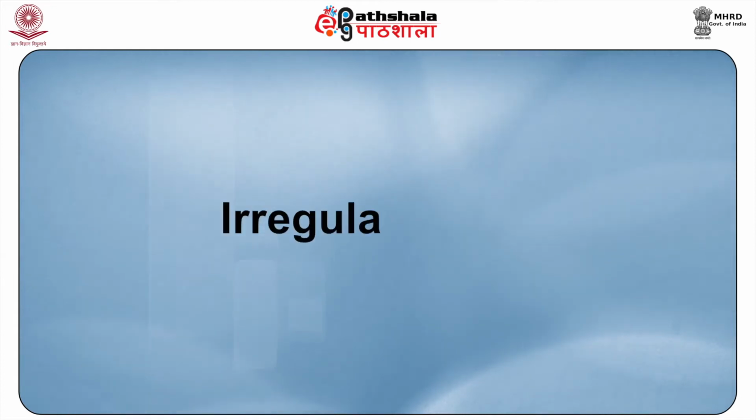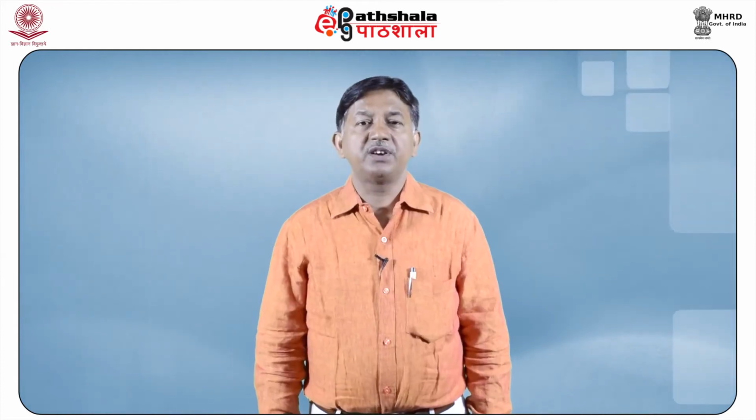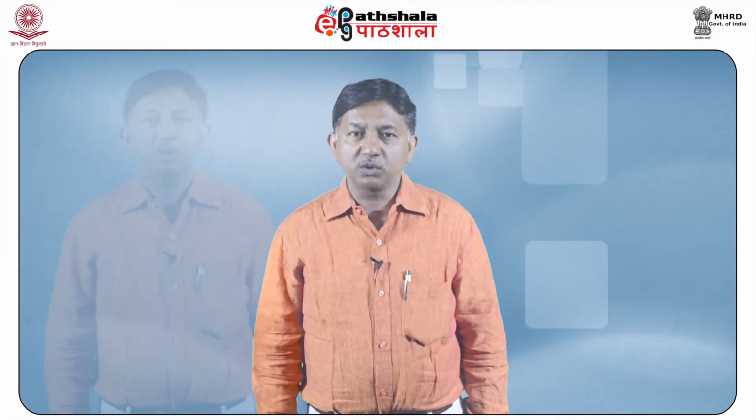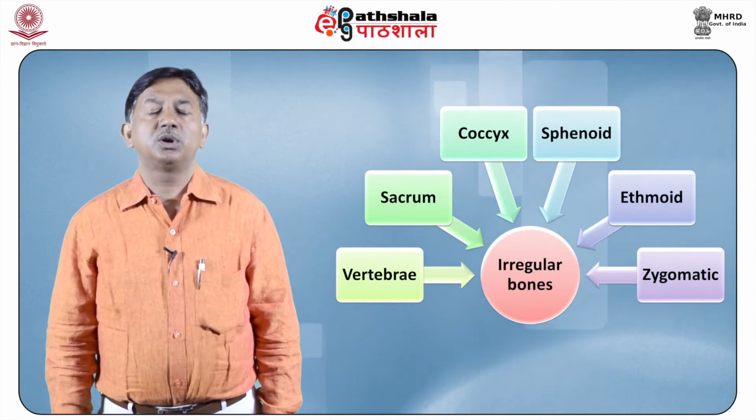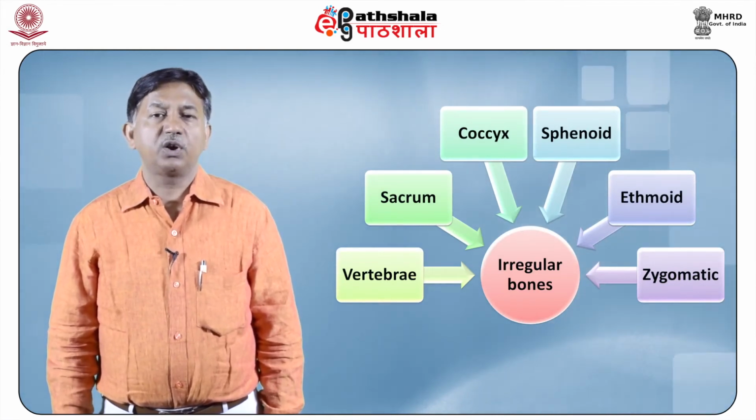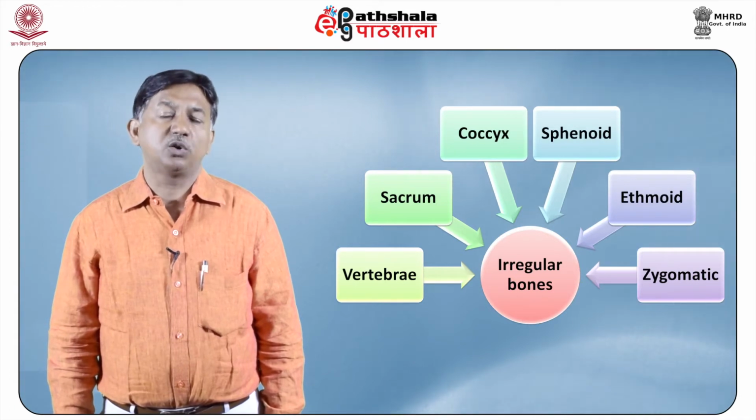Now the irregular bones. These bones have a different structure as compared to long, short or flat bones. These irregular bones include vertebrae, sacrum, coccyx, sphenoid, ethmoid and zygomatic bones.